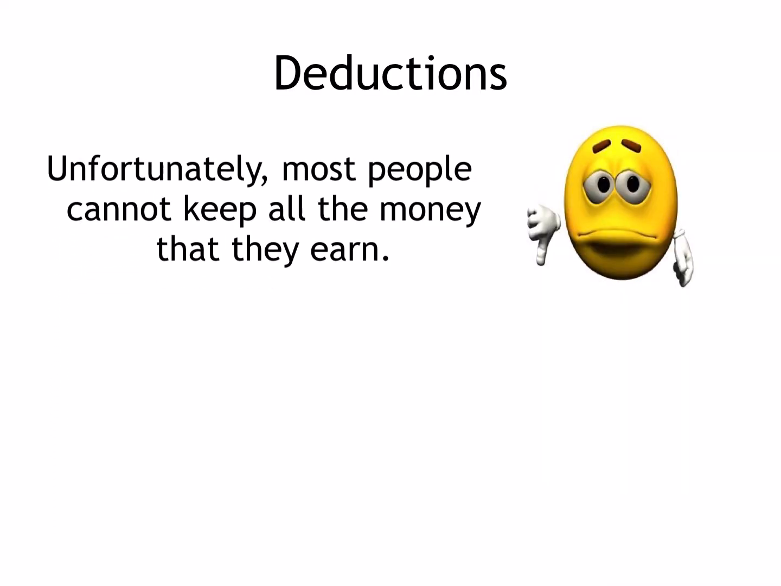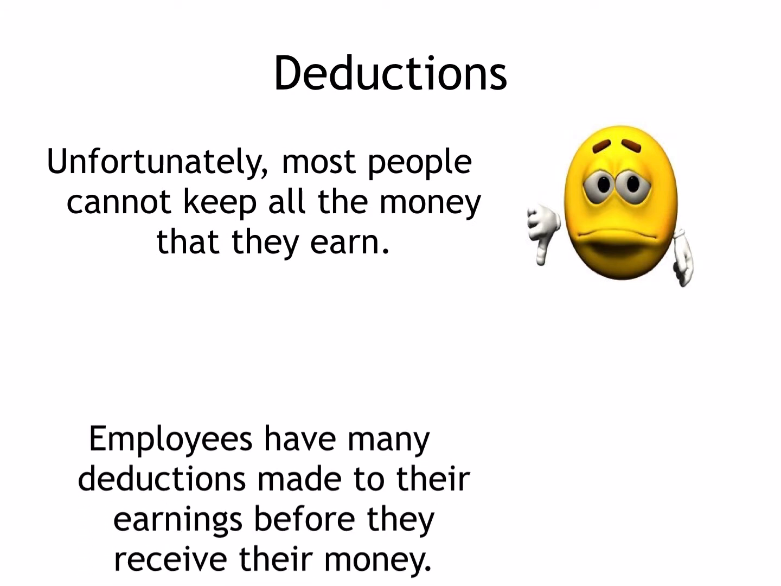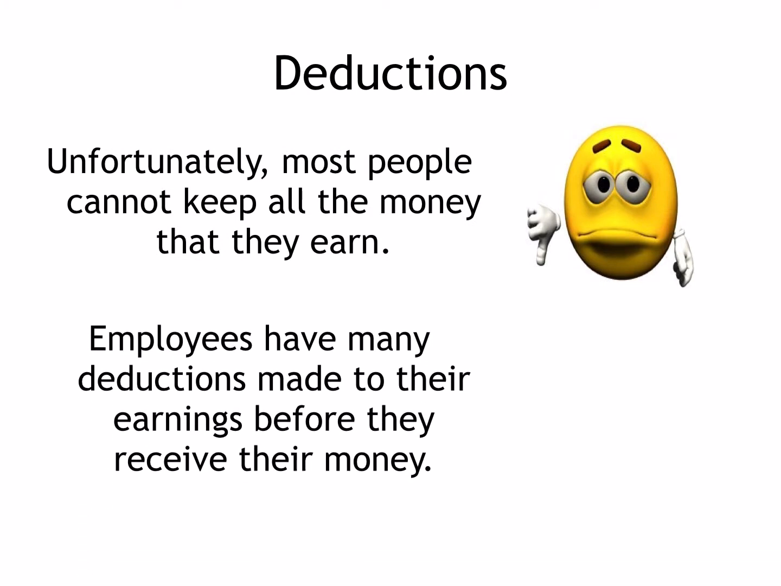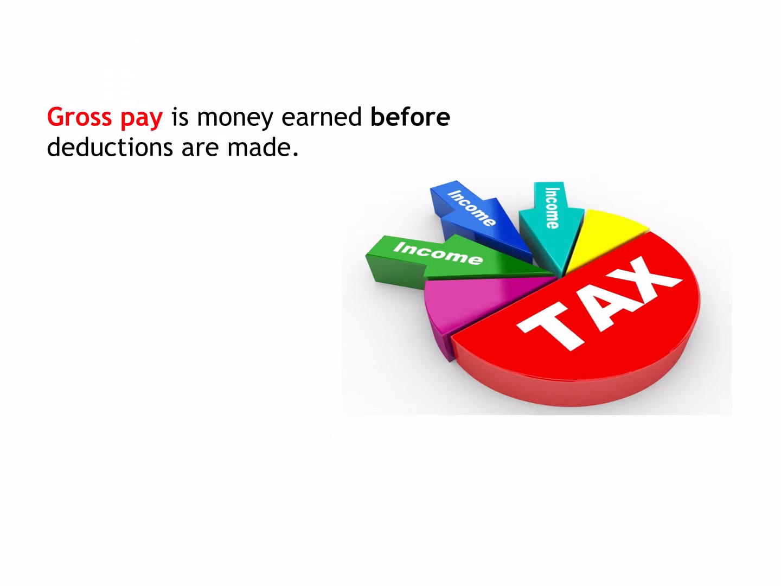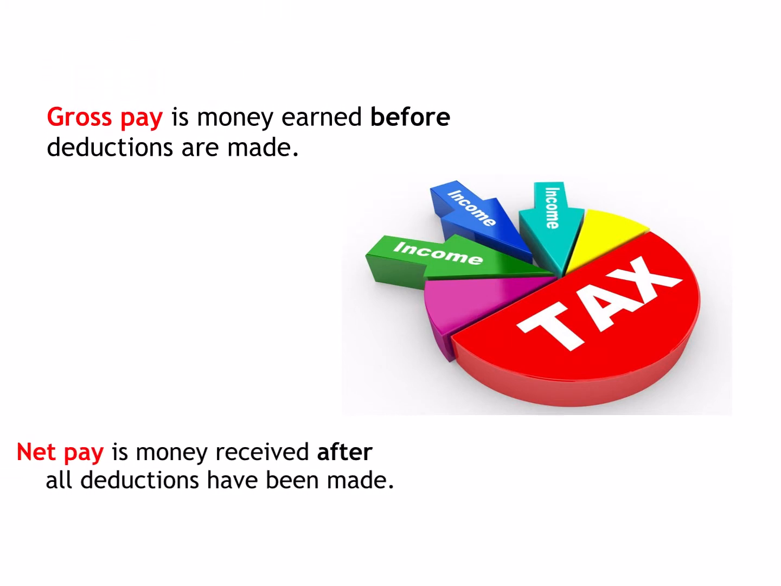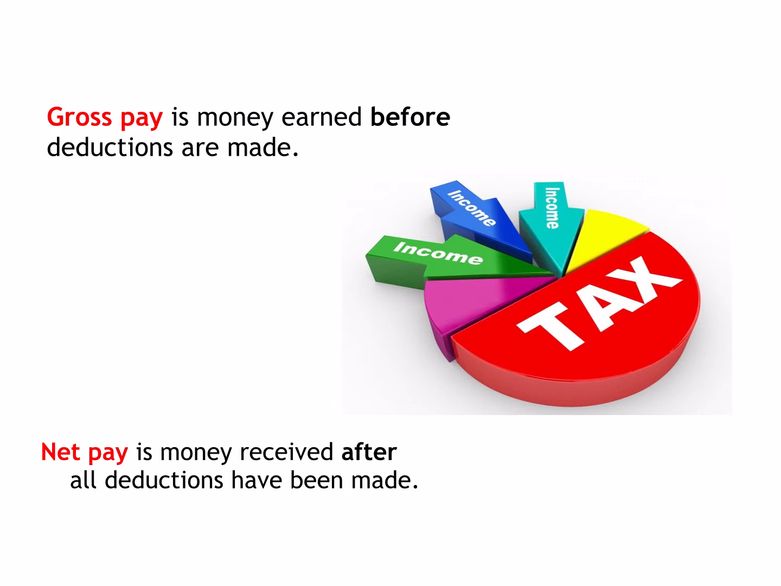Unfortunately, most people cannot keep all the money that they earn. Employees have many deductions made to their earnings before they receive their money. Gross pay is money earned before deductions are made. Net pay is money received after all deductions have been made.